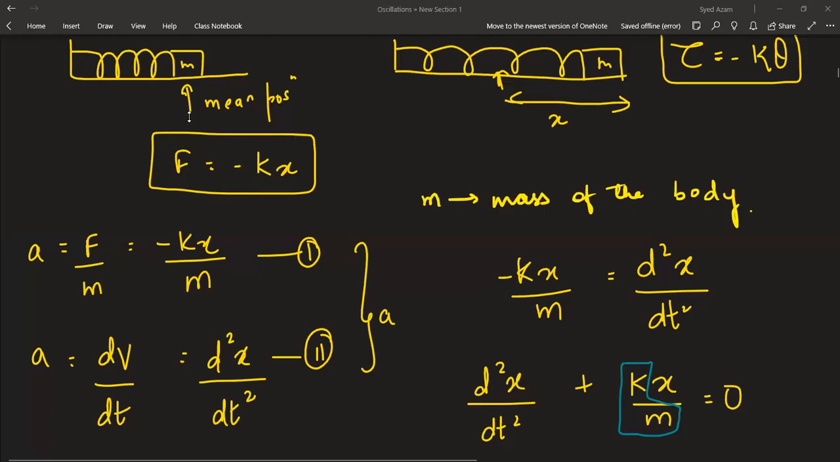No, mean position is this. Equation of displacement is this, when this extension has been produced. Mean position has no equation. It is the starting point. There isn't any displacement that has occurred. So we are studying for this extension. That's why we are taking this x.